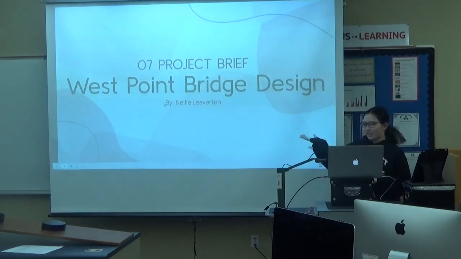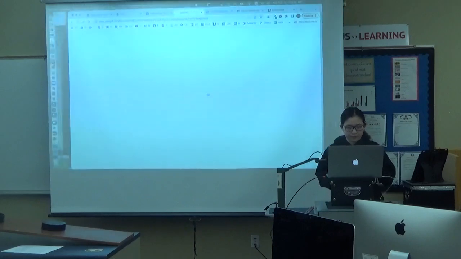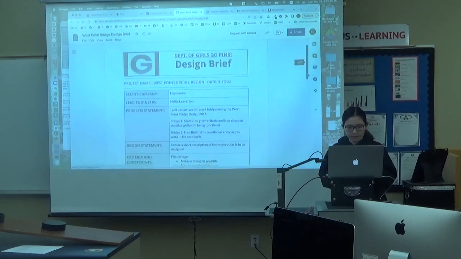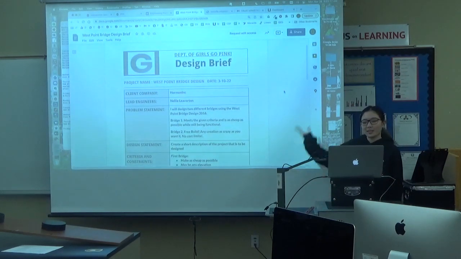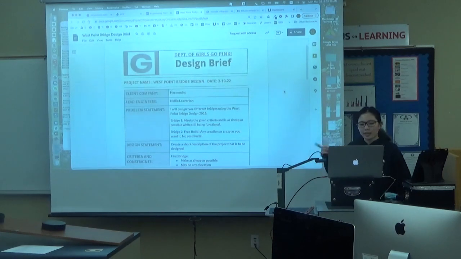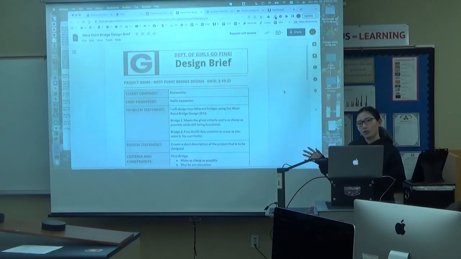So this is my bridge presentation. Here's my design brief. The client company is Herman Inc., and I'm the lead engineer. My problem statements were: my first bridge will meet all the criterion constraints, which I'll say later, and be as cheap as possible while still functional. My second bridge is, I could just do whatever I want and there was no cost limit.